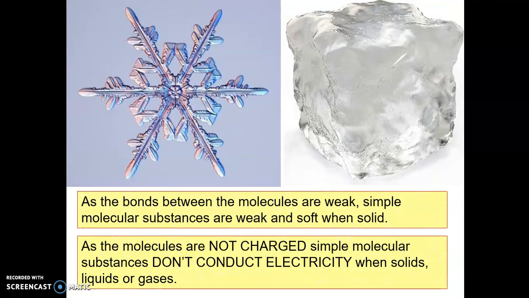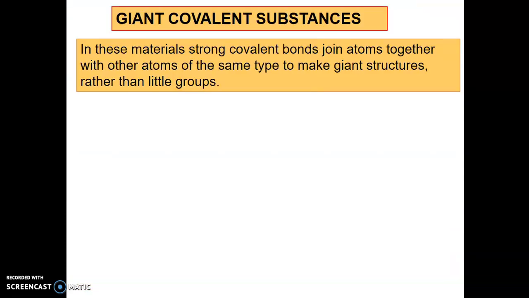Now, simple covalent substances do not conduct electricity, okay, because the molecules aren't charged. There's no electrical charge on the molecules, so they cannot carry electrical charge, so they do not conduct electricity. Okay, now, moving on to the ones we need to know about in a little bit more detail, we're going to look at giant covalent substances.